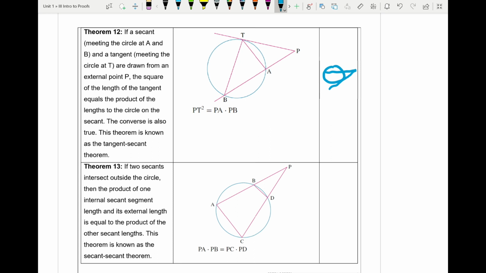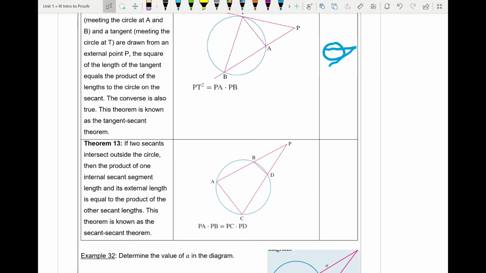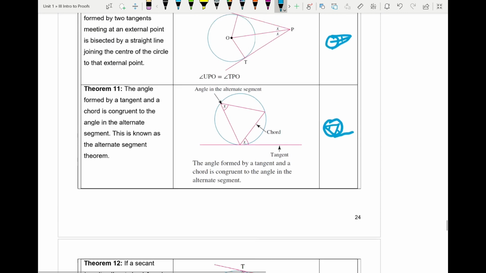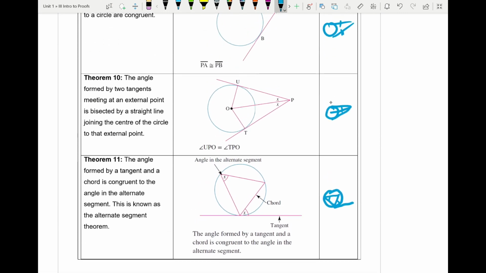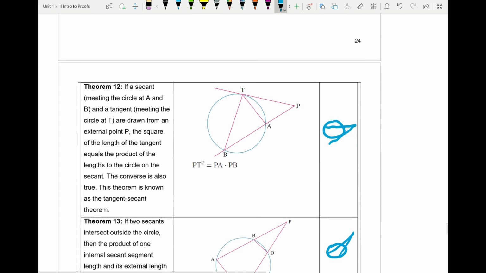And then lastly, we've got theorem 13, which is that if two secants intersect outside the circle, then the product of one internal secant segment and its external length is equal to the product of the other secant lengths. This theorem is known as the secant-secant theorem. So basically it's saying PB times PA is equal to PD times PC. Now, the symbol for that is just a triangle with two secants coming out of it. So as opposed to this symbol up here and this symbol here, which are both tangents, this one is now two secants.